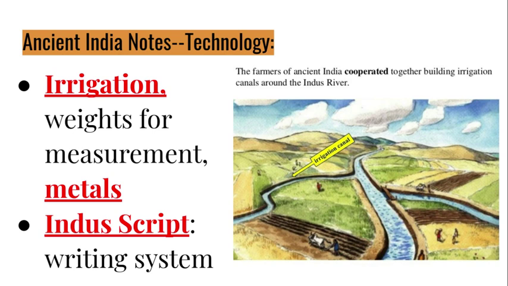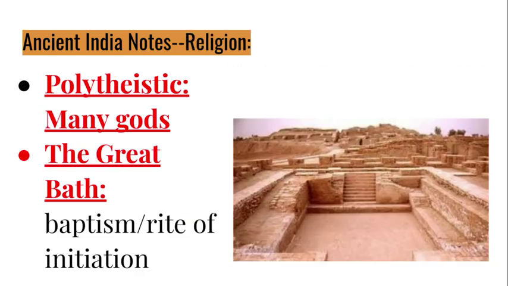Weights for measurement was also a big contribution, as well as metals, kind of like in ancient China where we talked about bronze. And their writing system was Indus script. Think about the Indus River Valley. But the writing system for Egypt is hieroglyphics, and for Mesopotamia it is cuneiform. Make sure that's a big vocabulary word that I very much encourage you to know for the vocab quiz.